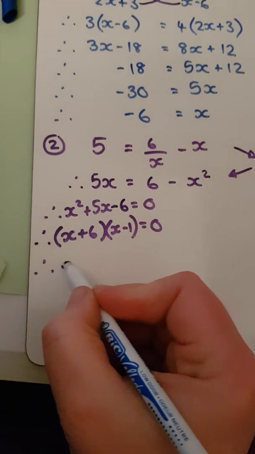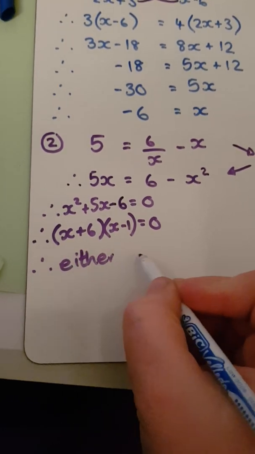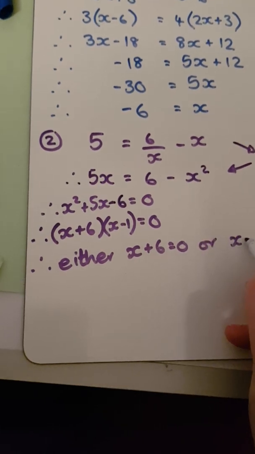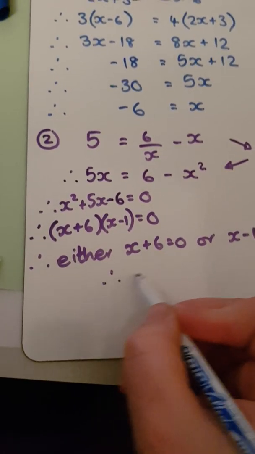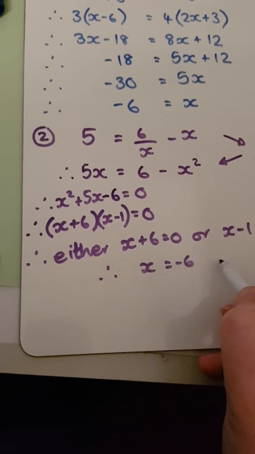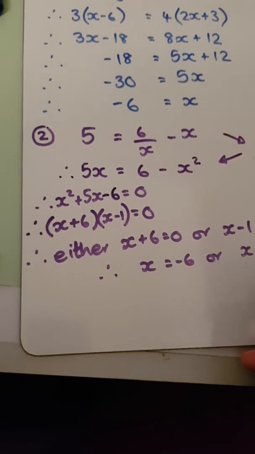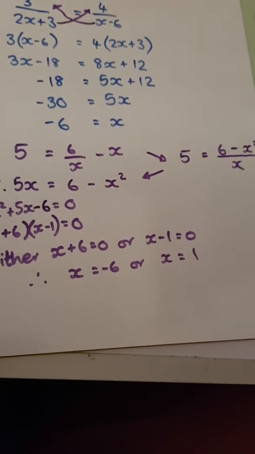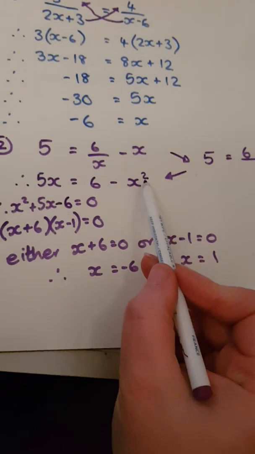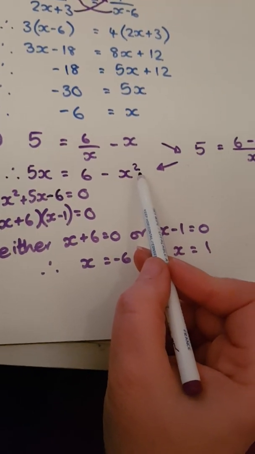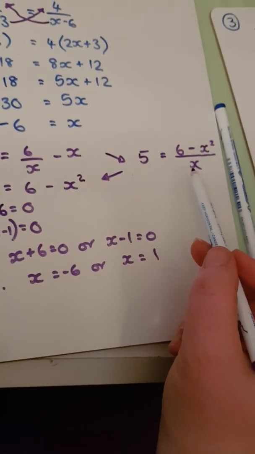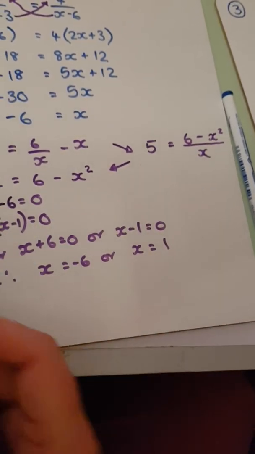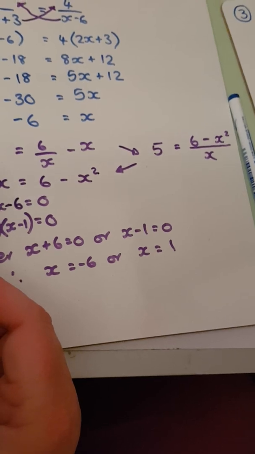So therefore either x plus 6 equals 0, or x minus 1 equals 0, which gives us x equals minus 6, or x equals 1. Your biggest stumbling block there is that x squared. So you may well want to think to yourself, always get it written as an algebraic fraction before you start doing any form of multiplying.